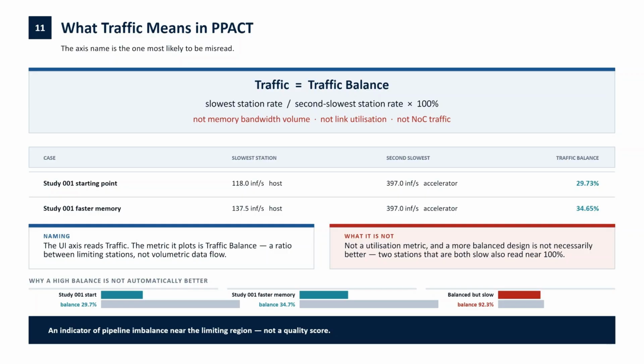The three pipelines at the bottom of the page are drawn to the same scale. The two on the left are the Study 001 designs with traffic balance values of approximately 29.7% and 34.7%. The pipeline on the right has a traffic balance of 92.3%. Based on that number alone, it may appear much better. But the bars show that the right-hand pipeline is actually the slowest. Both stations are slow, so their ratio simply happens to be close to 100%. Traffic balance should therefore not be used as an independent measure of design quality. It must be interpreted together with other system metrics, including latency and pipeline capacity.